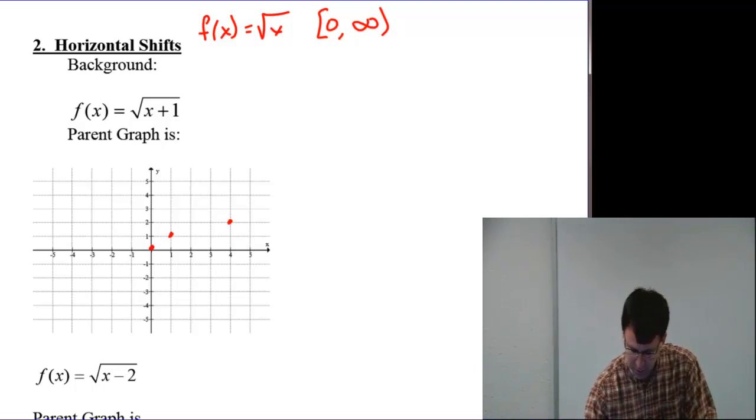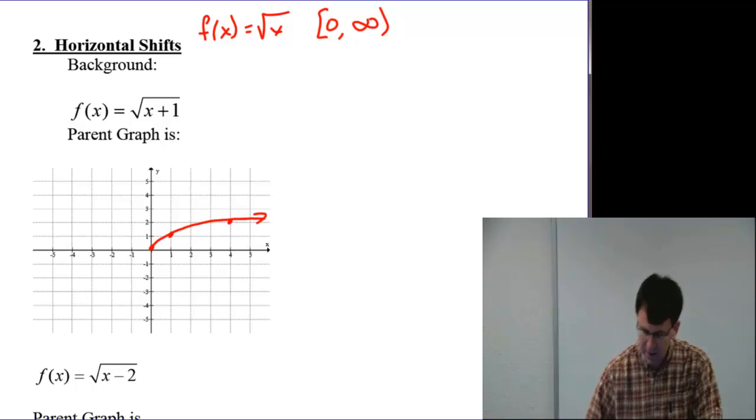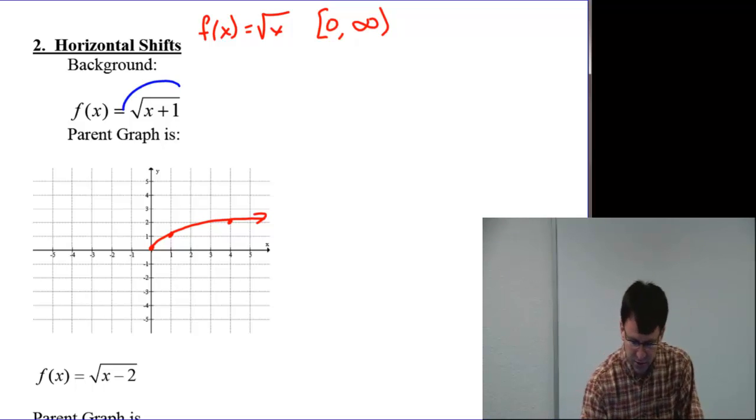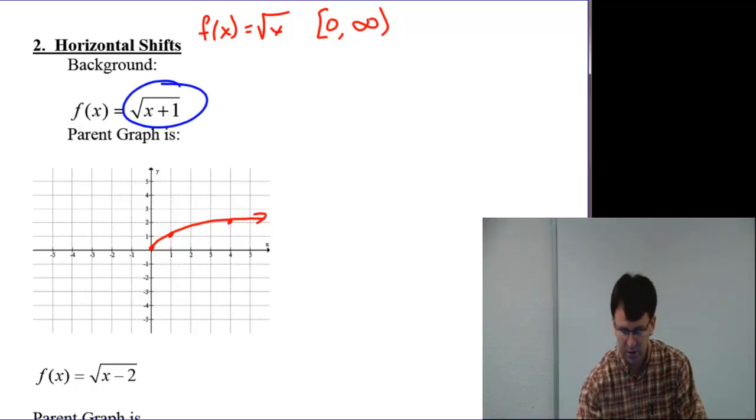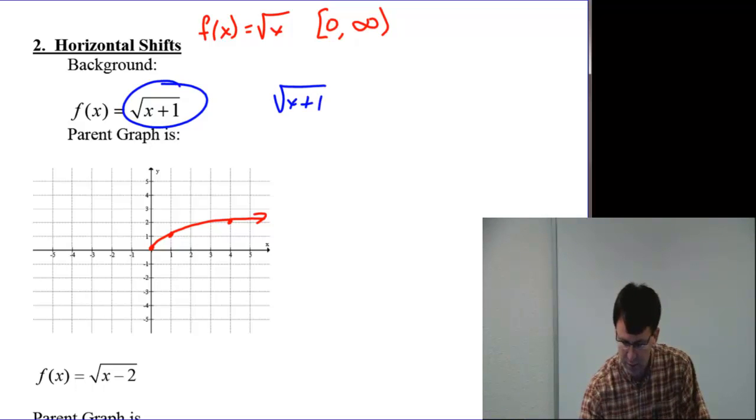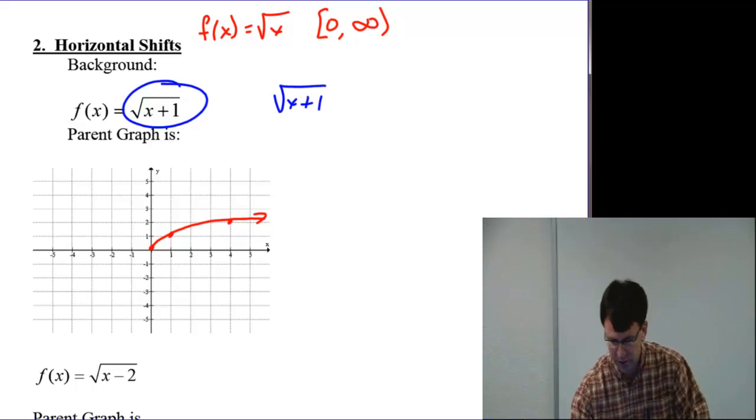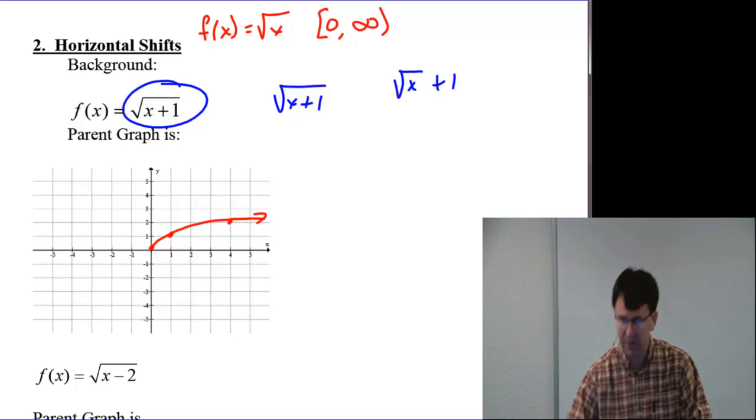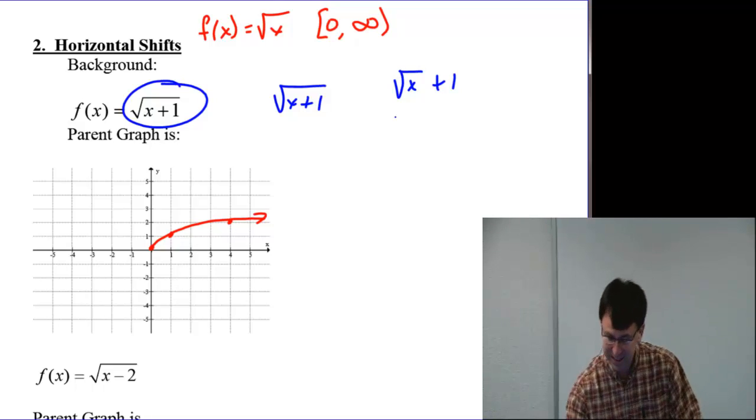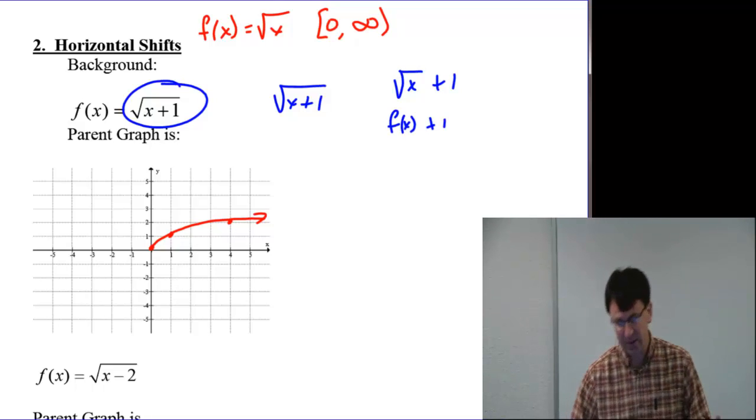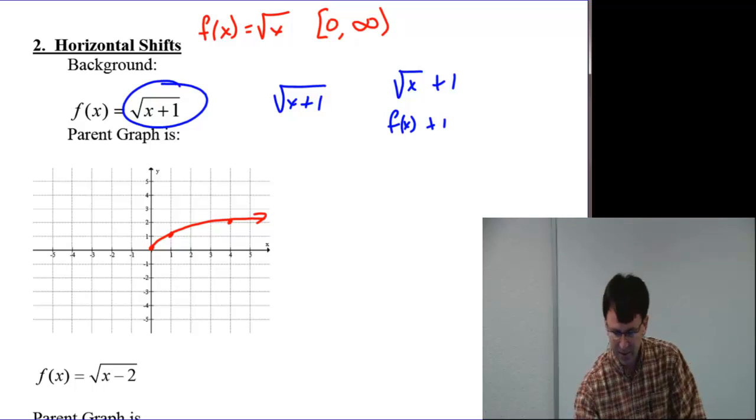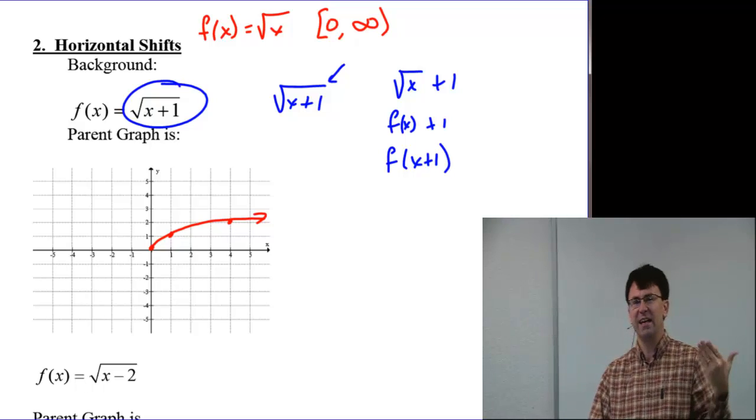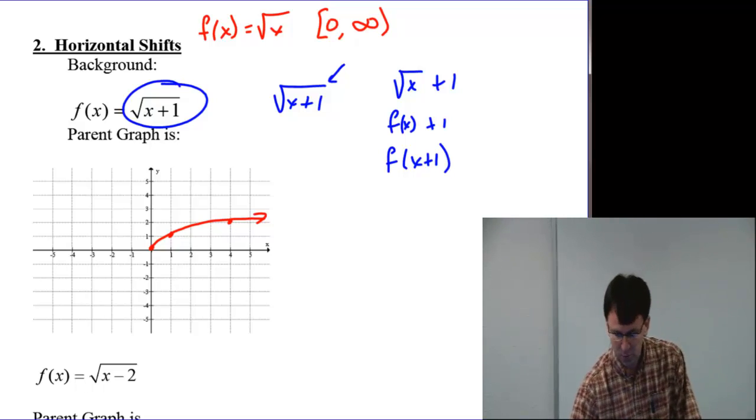I went 4, 2. It had a graph that looked like that, and it had a lot to do with the fact that you can't put a negative number in. Let's consider this function right here: the square root of x plus 1. Notice that the square root of x, plus 1 outside, is a completely different animal than the square root of x plus 1 inside. The one outside is f of x plus 1, the one happening after the fact. This one is happening inside, like x plus 1 hanging out inside. So it's a world of difference.